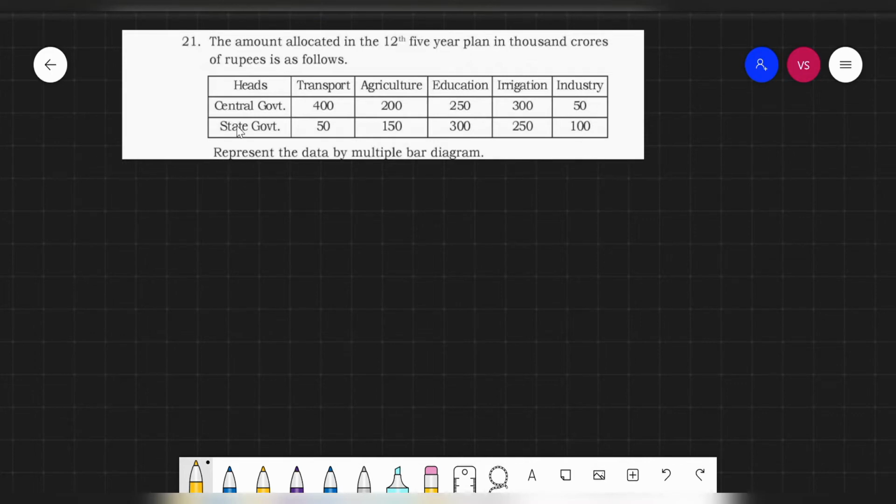State government, for the transport it is 50,000 crores, for agriculture it is 150,000 crores, education it is 300,000 crores, irrigation 250,000 crores, and industry 100,000 crores. And they said very clearly, represent the data by multiple bar diagram. So we'll start, students, by writing the title.